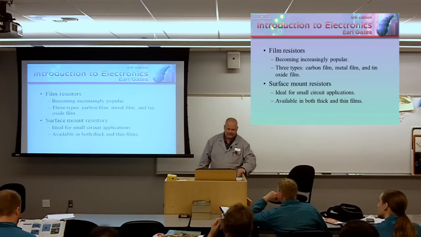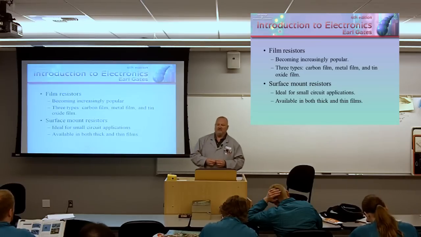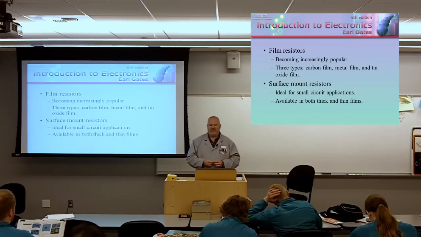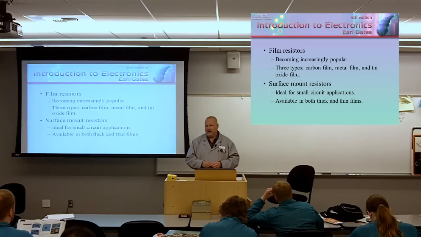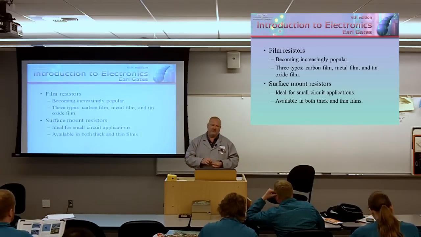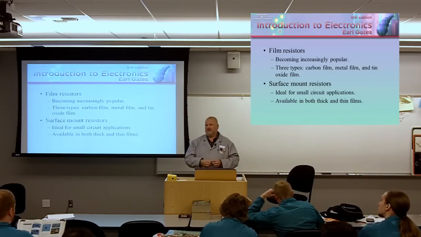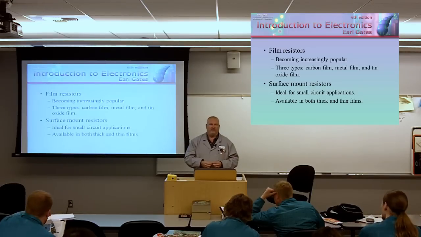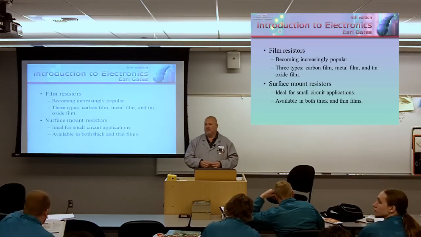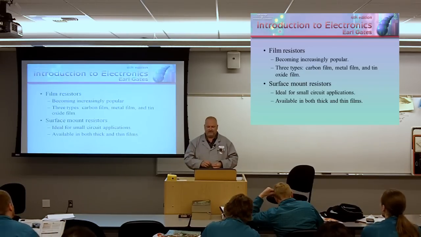Film resistors are becoming increasingly popular. There's 3 different types: carbon film, metal film, and tin oxide film. And by film, what we mean is a manufacturing process that lays down a thin film of this material on a substrate, and then that becomes the resistive material. Some of the manufacturing processes actually are on par with manufacturing solid-state semiconductor devices.